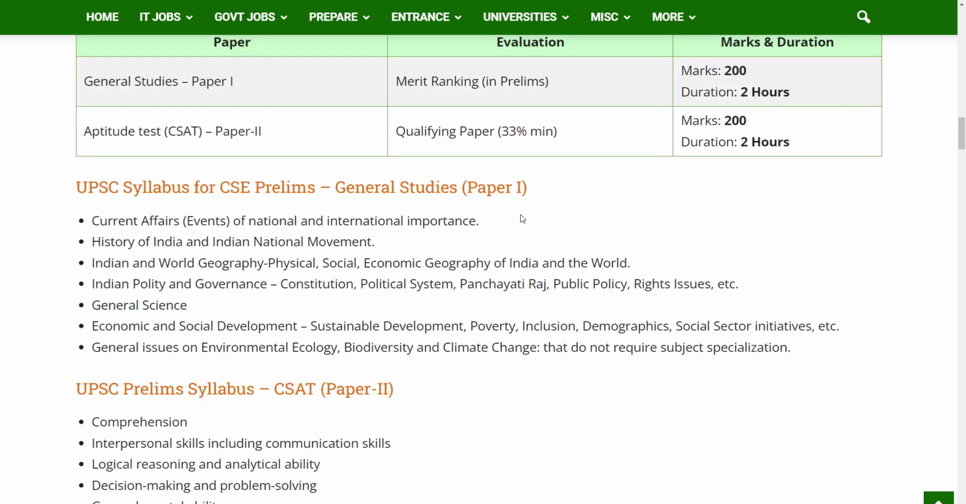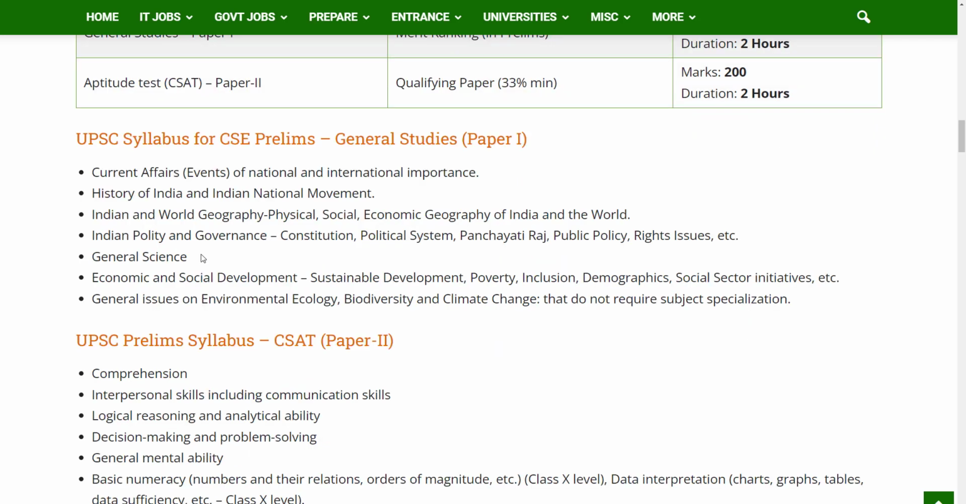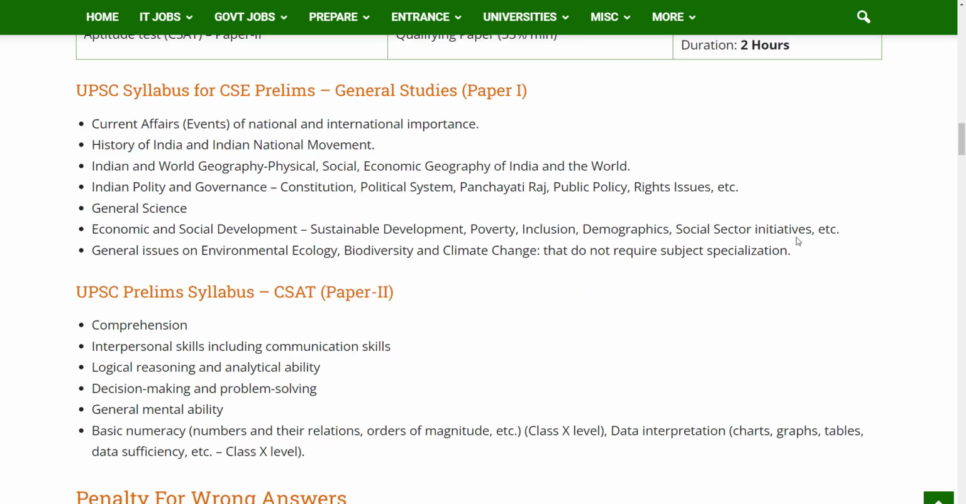Let's see the preliminary examination Paper 1, General Studies. You will have questions on current affairs of national and international importance, history of India and the Indian national movement, Indian and world geography, physical, social, economic geography of India and the world, Indian polity and governance, constitution, political system, panchayati raj, public policy, rights issues, etc. General science, economic and social development, sustainable development, poverty, inclusion, demographics, social sector initiatives, etc. General issues on environment, ecology, biodiversity and climate change.